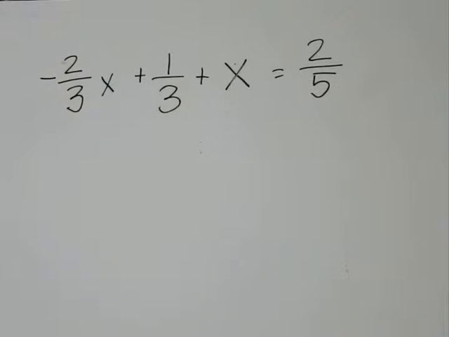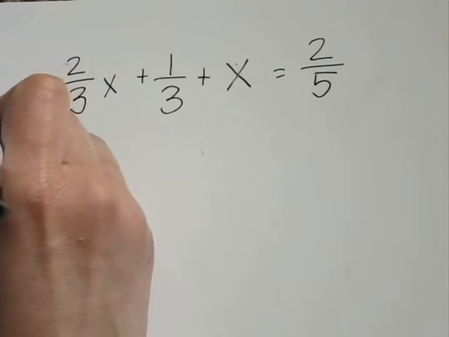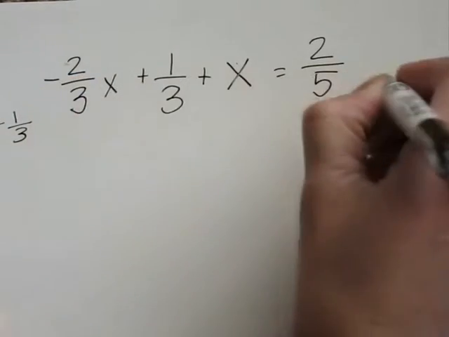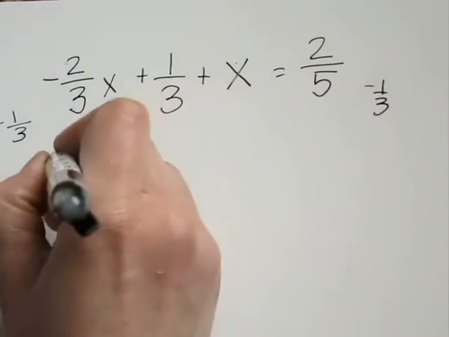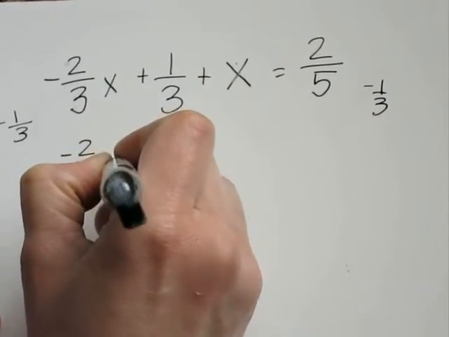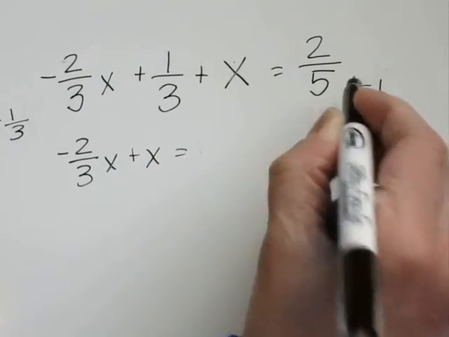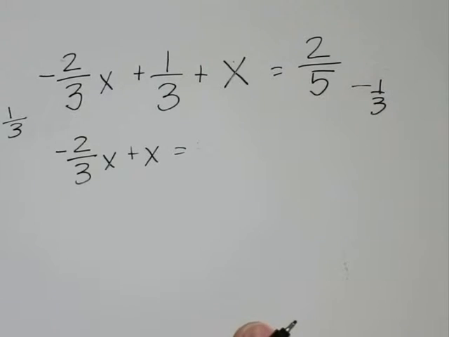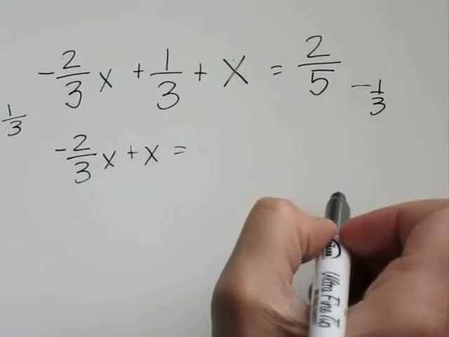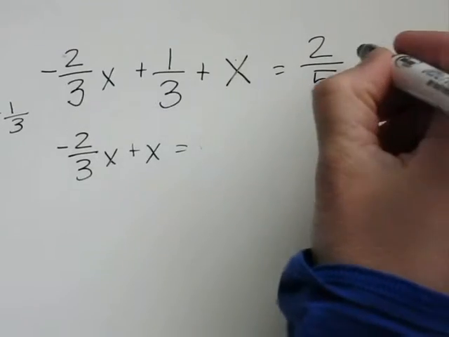Problem 18, negative 2/3 x plus 1/3 plus x equals 2/5. You can either combine the coefficients of x right away, or you can subtract 1/3 from each side. I'm going to go ahead and just subtract 1/3 from each side. That'll leave me with negative 2/3 x plus x. Now, since I'm subtracting fractions, I'm going to have a common denominator. So 5 times 3 is 15 will be my common denominator.